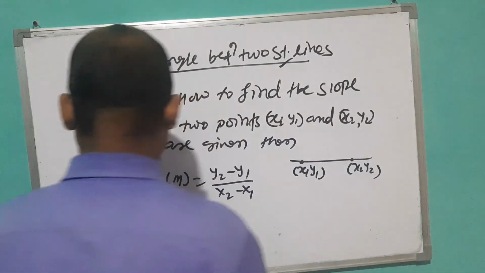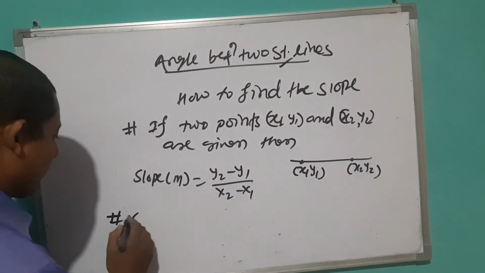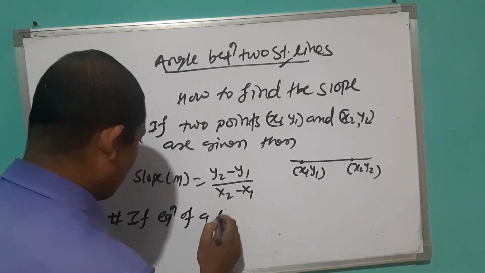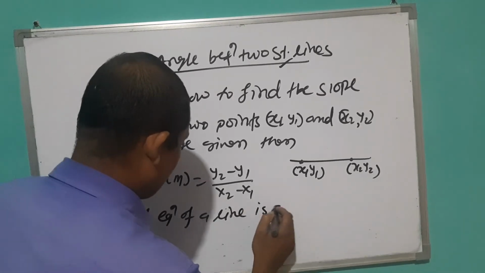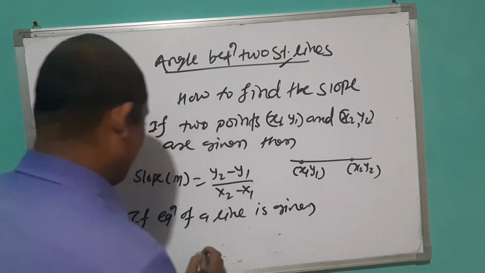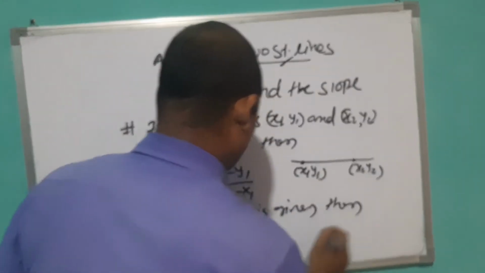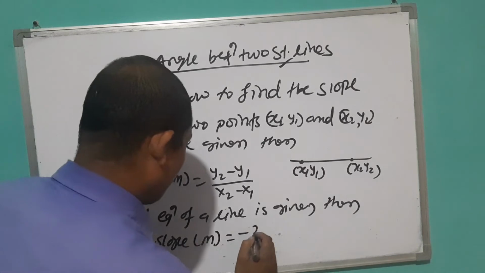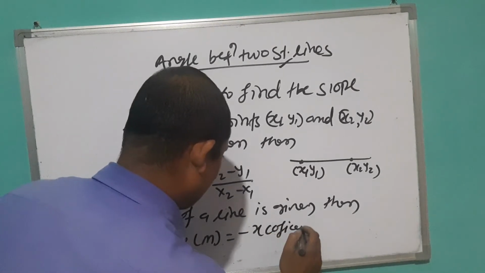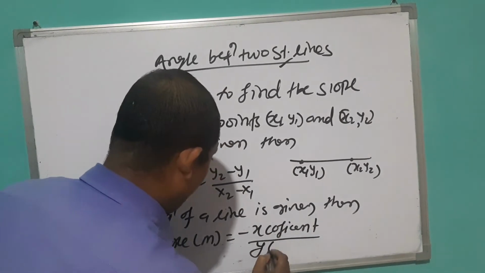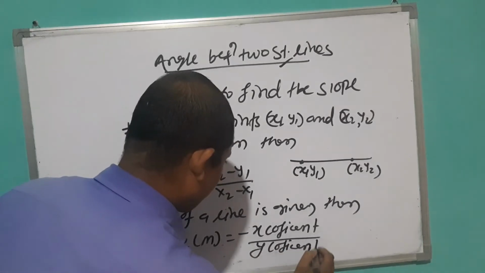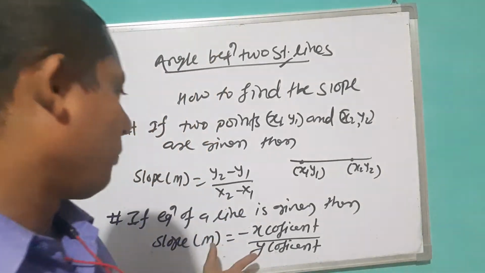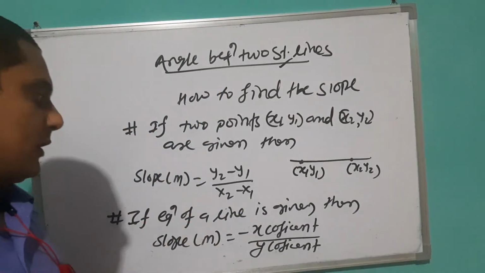And one more condition is there, that is if the equation of a line is given, then the slope m will be minus x coefficient by y coefficient. This is the slope of a straight line. Please copy it.